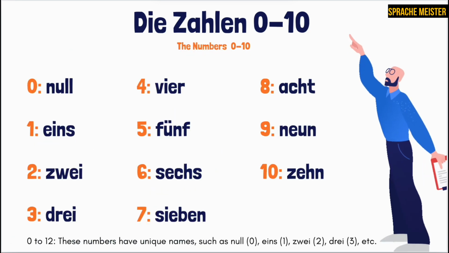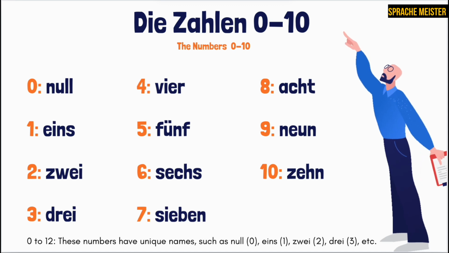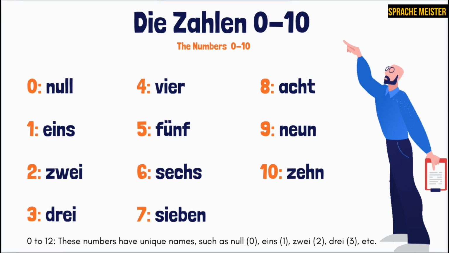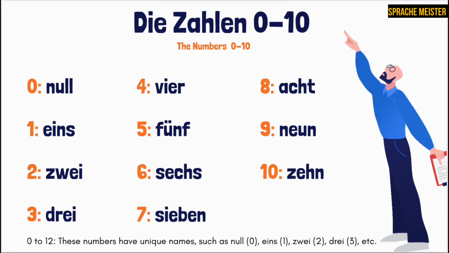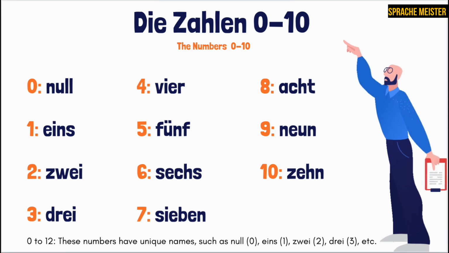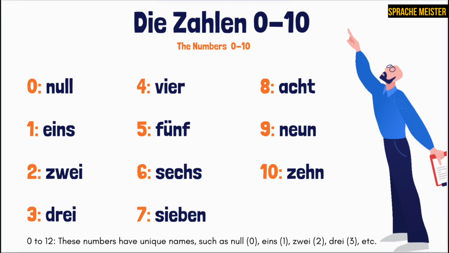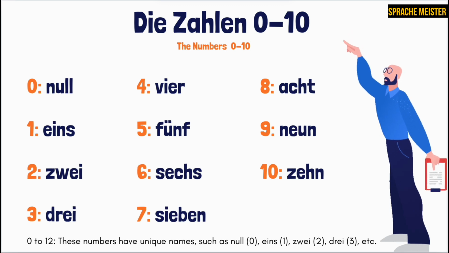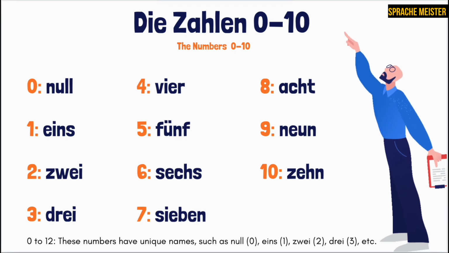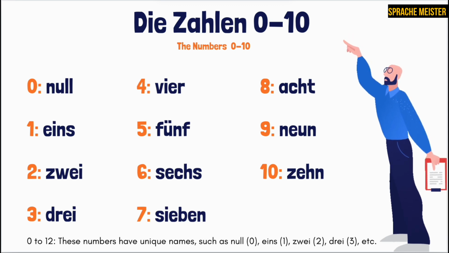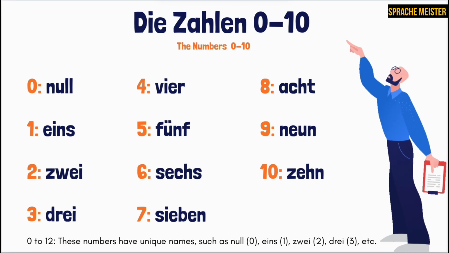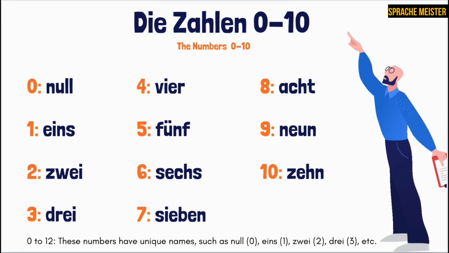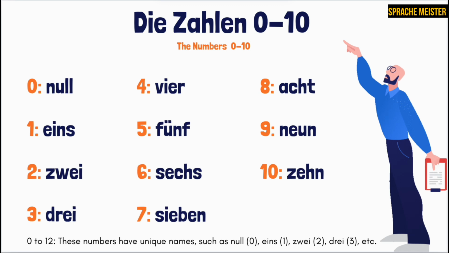From 0 to 10, die Zahlen von 0 bis 10. 0, 1, 2, 3, 4, 5, 6, 7, 8, 9, 10. Once again, 0 through 10.